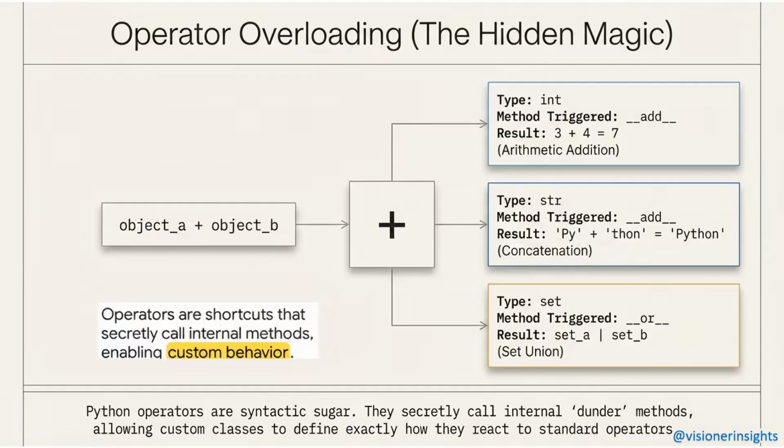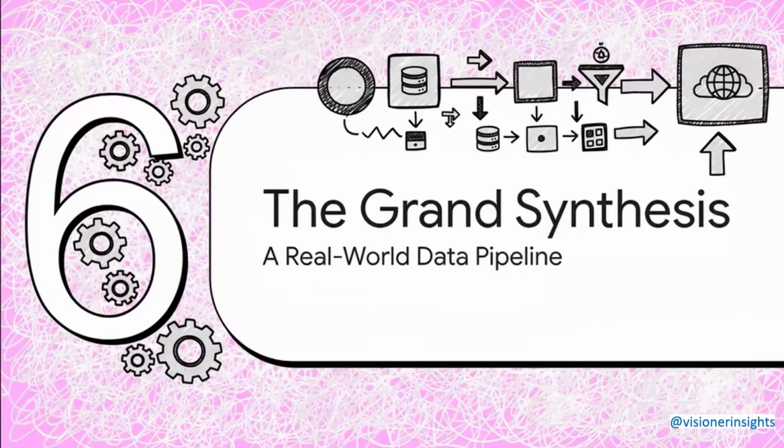And now for some hidden magic. Have you ever wondered why 3 plus 4 gives you 7, but 'Py' plus 'thon' gives you 'Python'? It's all because of something called operator overloading. That plus sign, it's just a convenient shortcut. Behind the scenes, Python is actually calling a special internal method. We usually call them dunder methods. It's short for double underscore because they start and end with 2 underscores. So for the plus sign, it might call __add__ for integers, or it might call __concat__ for strings. And the coolest part is this means you can actually define exactly how your own custom objects should react to these standard operators.